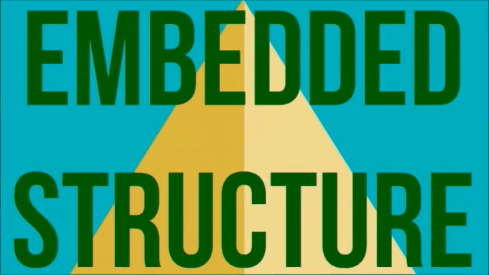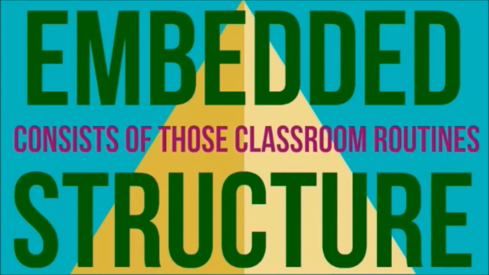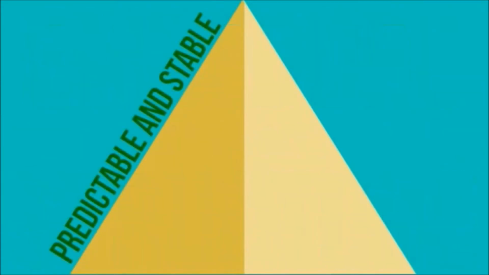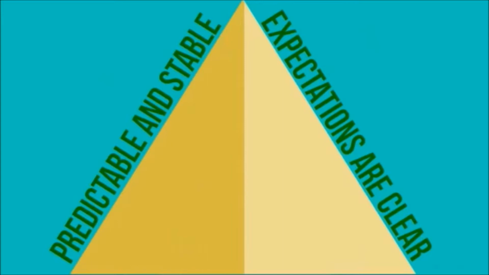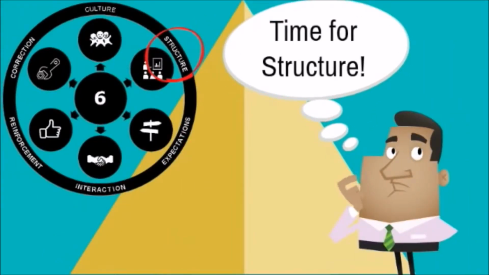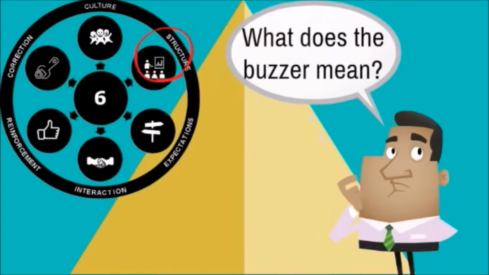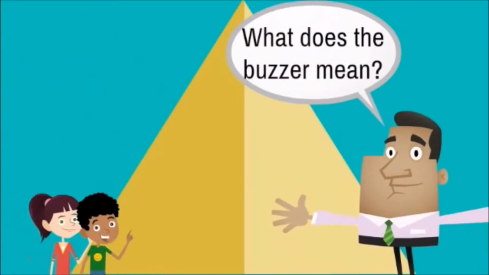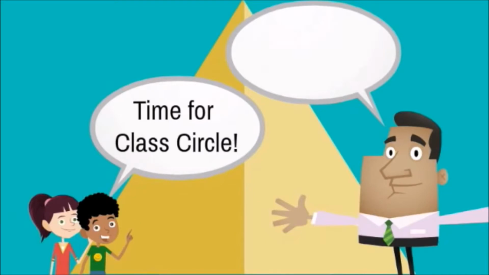The embedded structure in your classroom consists of those classroom routines. Remember, students and adults do better in environments that are predictable and stable when your expectations are clear. Once students are aware of the routines, normal events will prompt the execution of those routines, but you need to make sure that students understand and are taught the routines first.